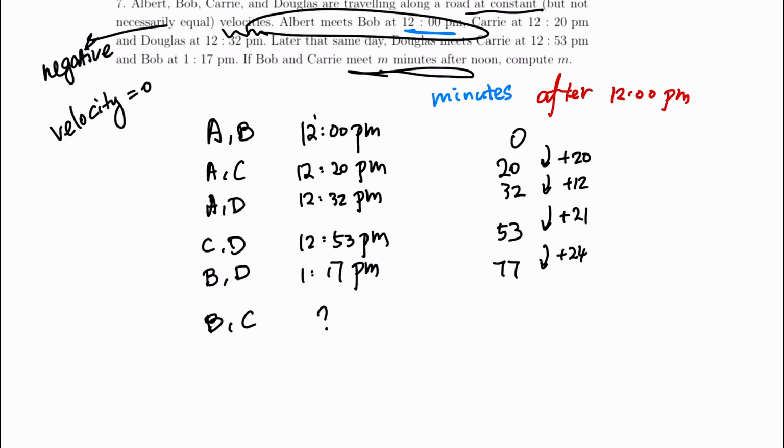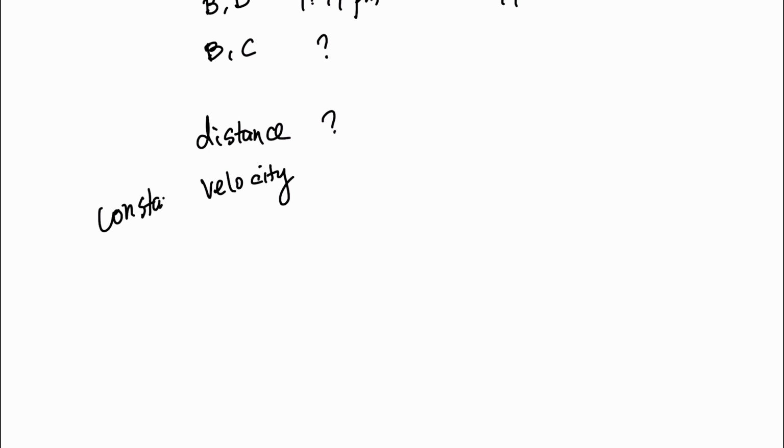So if Bob and Carrie meet n minutes after noon, fine, compute n. Well, we don't know anything about what distance they covered. That is unknown. What velocity they have, we just know that they have constant velocity. But we don't know what velocity they have, so that is still a mystery. We don't know anything about it.